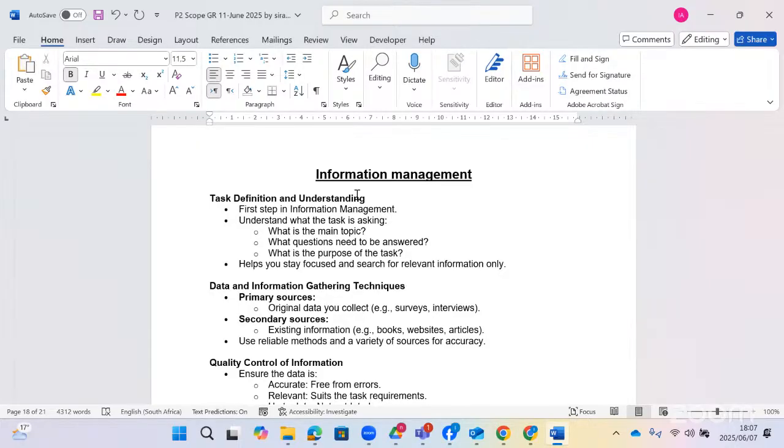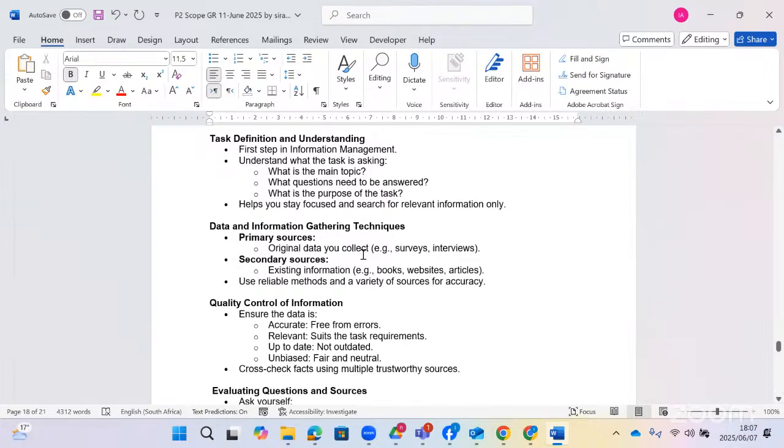Task definition is the first step in information management, defining what the main topic is, what questions need to be answered, and the purpose of the task. So if I ask you what should be included in the task definition, these are the things that the question demands from you. Now, data and information gathering, which is phase 2, whereby we have primary sources of data and secondary sources. The primary sources are whereby you get it through interviews and surveys by using a questionnaire. And the secondary source is whereby you get it from books, websites, and articles.